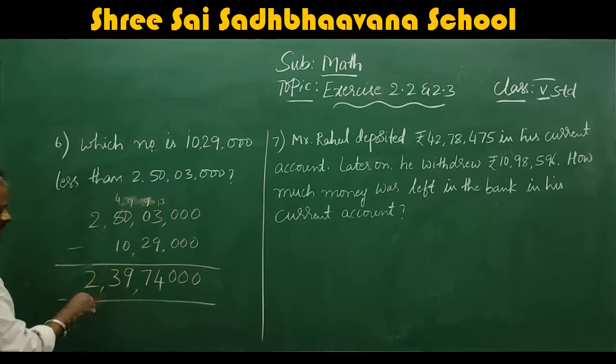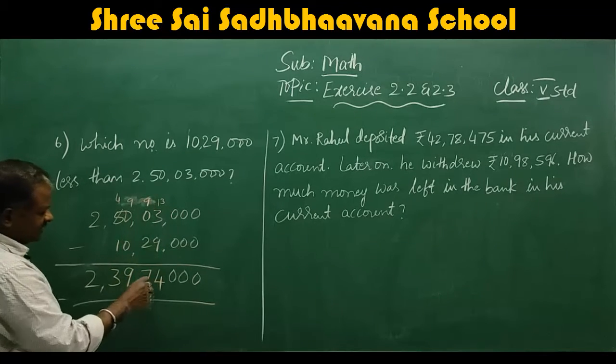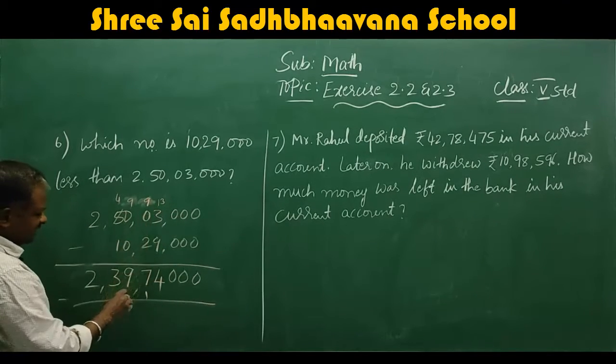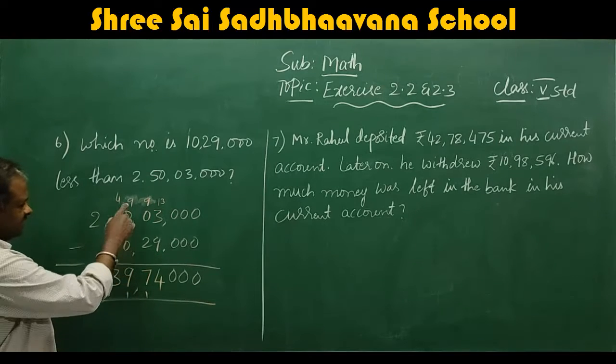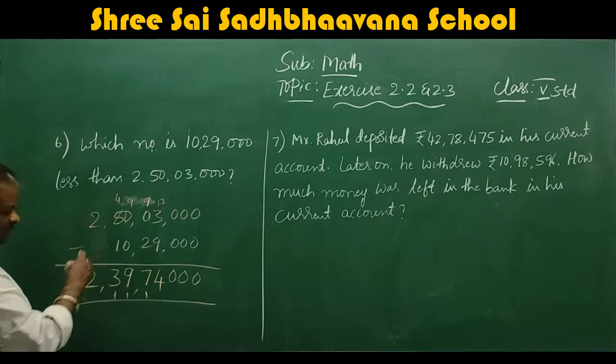Now you cross check. 0, 0, 0. 9 plus 4, 13, carry 1. 7 plus 1, 8. 8 plus 2, 10, carry 1. 9 plus 1, 10. Carry 1, 3 plus 1, 4 plus 1, 5. 2 as it is.